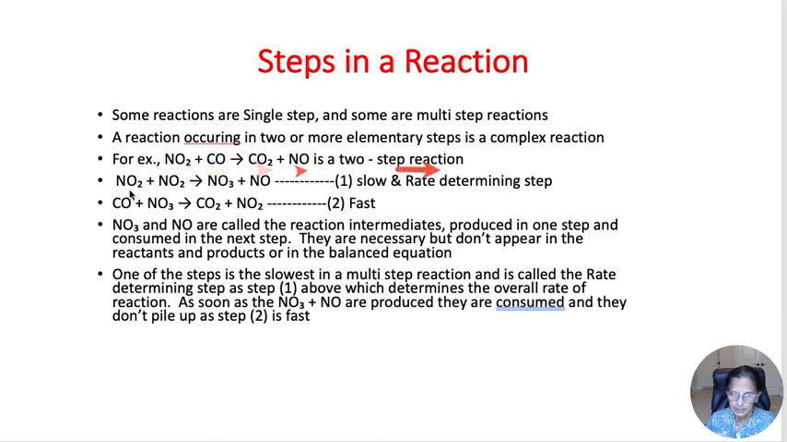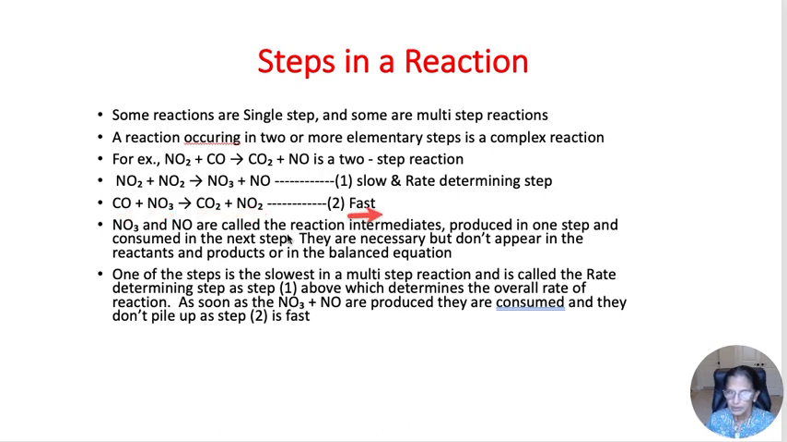In the first step, NO2 reacts with another NO2 giving NO3 and NO. This is a slow step and it's also called rate determining step. In the next step, CO reacts with NO3 giving CO2 and NO2 and this is a fast step.